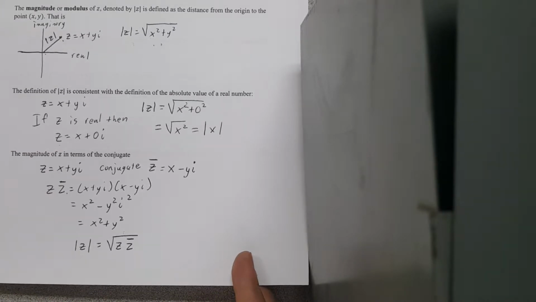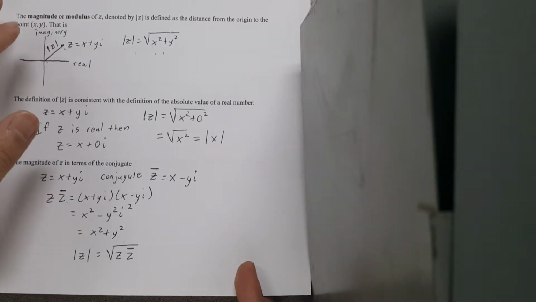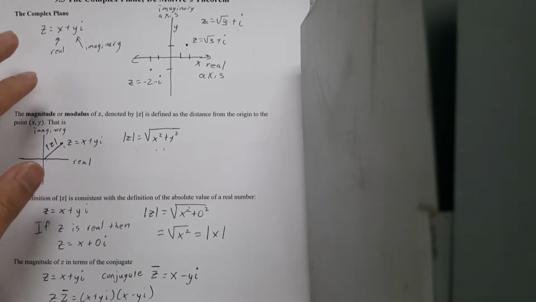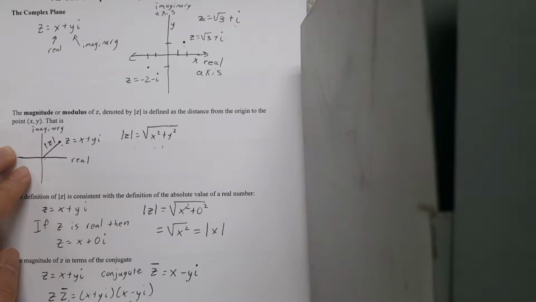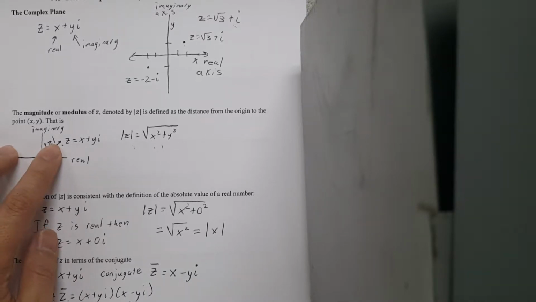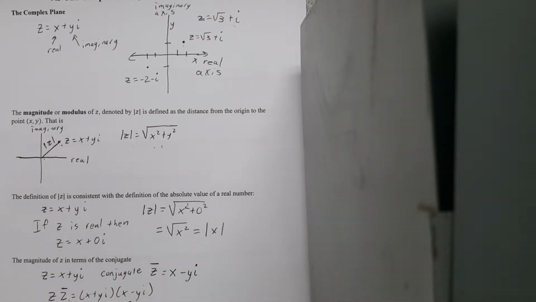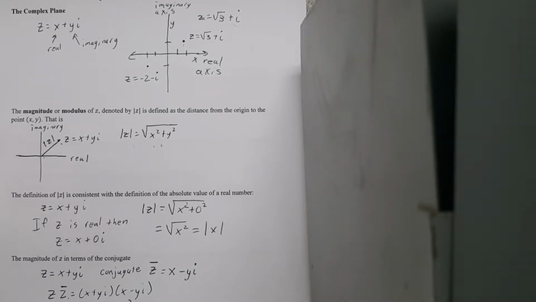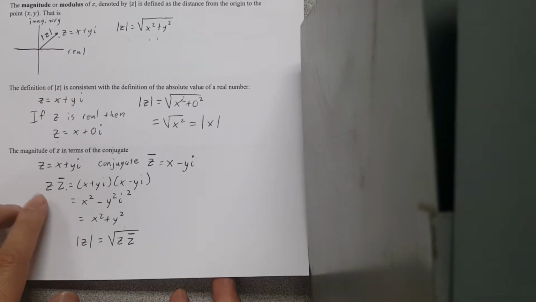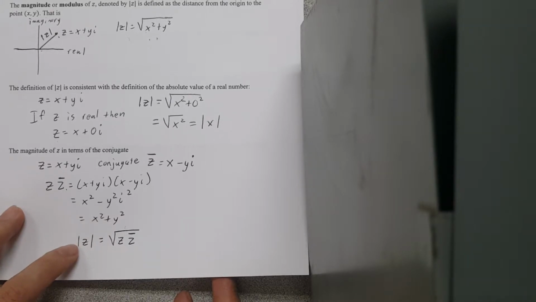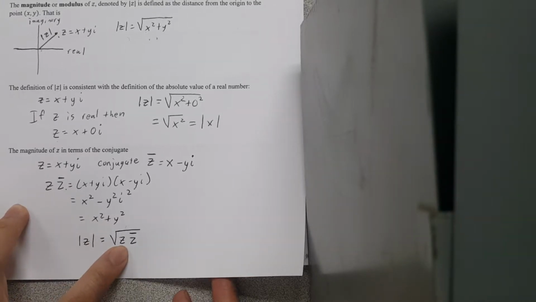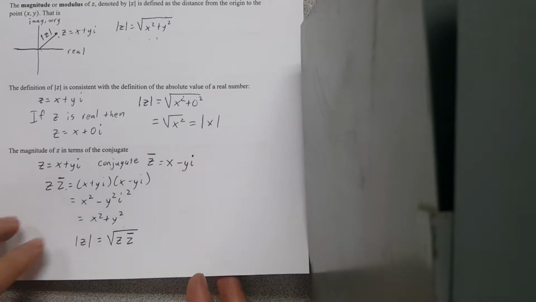But here's what we've talked about so far. You could map complex numbers on a complex plane. The magnitude of z is the distance from the origin to the complex number, and it's just the square root of x squared plus y squared. And then we talk about multiplying the complex number by its conjugate, and the distance is the same thing as multiplying the complex number and the conjugate and taking the square root. Okay.